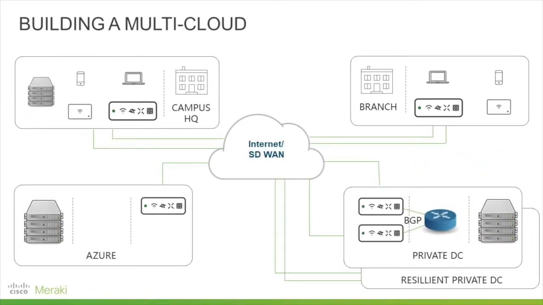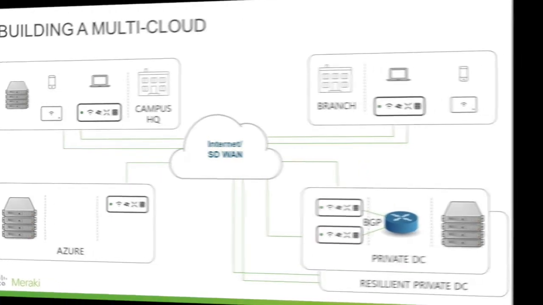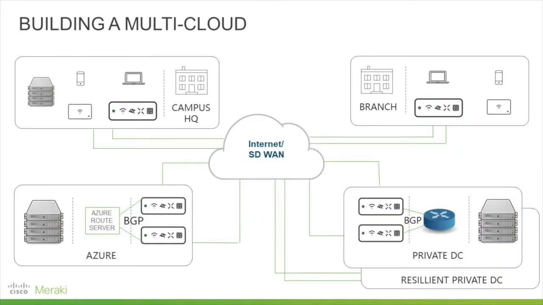So this is what we have so far. We have the Azure environment with a single connection into our SD-WAN. But what we find is as customers put more and more workloads into Azure, they want some level of redundancy or resilience for connectivity. And that's what we're going to do next.